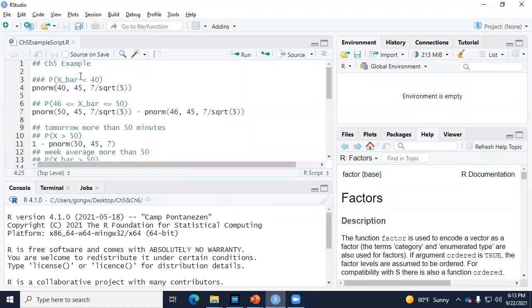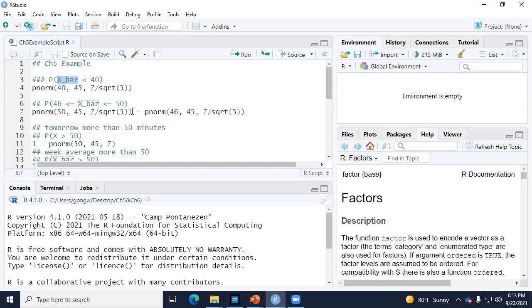R. The first one is probability of the average time less than 40 minutes. And again, we just use this: when it's less than, we do this pnorm, and we specify the mean and the standard deviation of this X bar. We're doing things about this X bar.